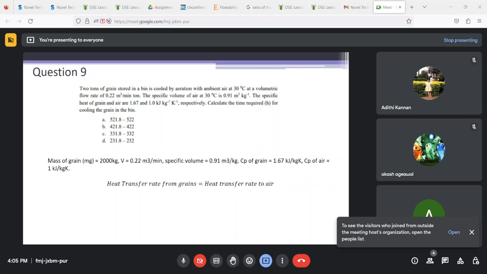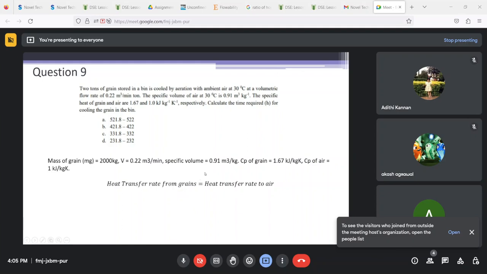So this heat transfer happens without any loss. This is our assumption. The heat transfer rate from the grains is equal to the heat transfer rate to the air. That is, whatever heat is present in the grains is transferred to the air, thereby cooling the grains. So this heat transfer is equal, that is, there is no other loss present in the cooling process. This is our first assumption.